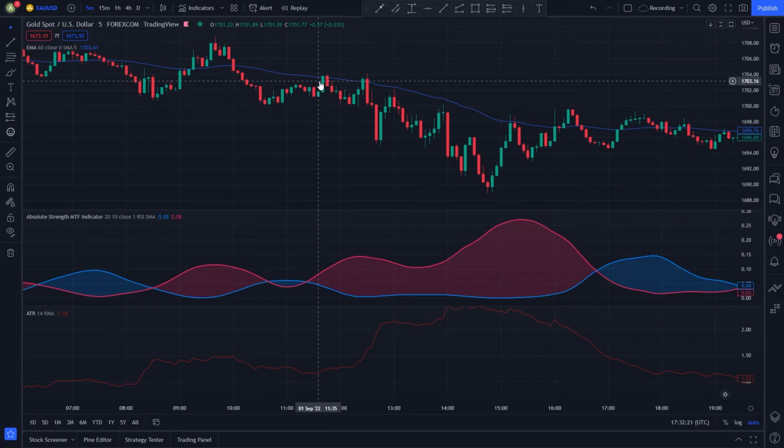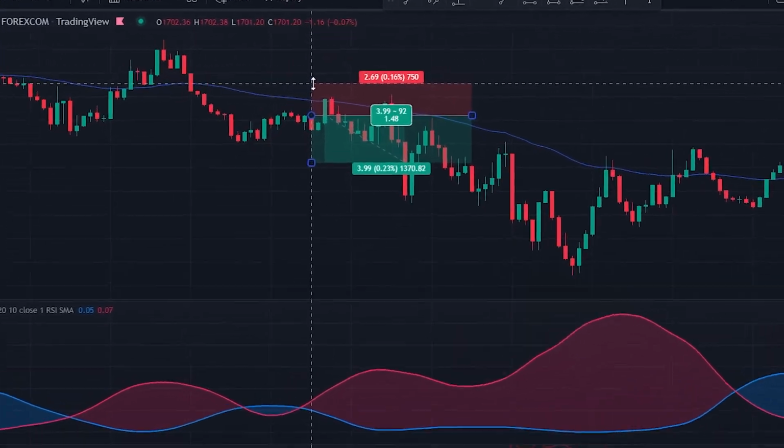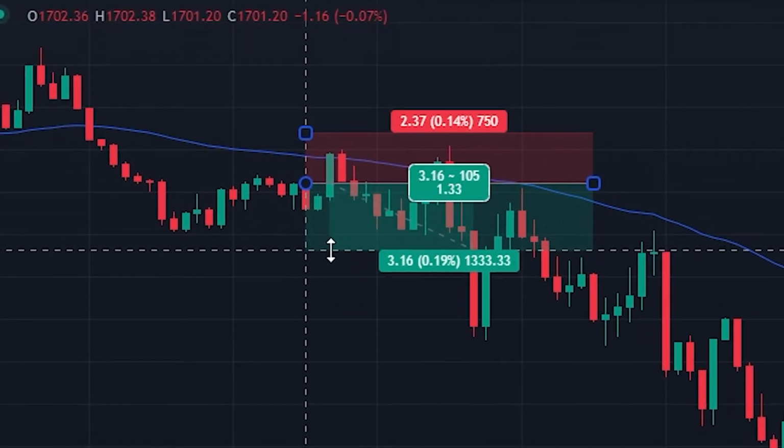We have a short signal issued by our indicator, and we have the price below the moving average. So all our requirements are met for a short trade. We need to check the value of the ATR to determine the stop loss and take profit. The ATR is at 1.2, so our stop loss will be at 2.37 and our take profit will be at 3.57. As we can see, our trade was profitable.